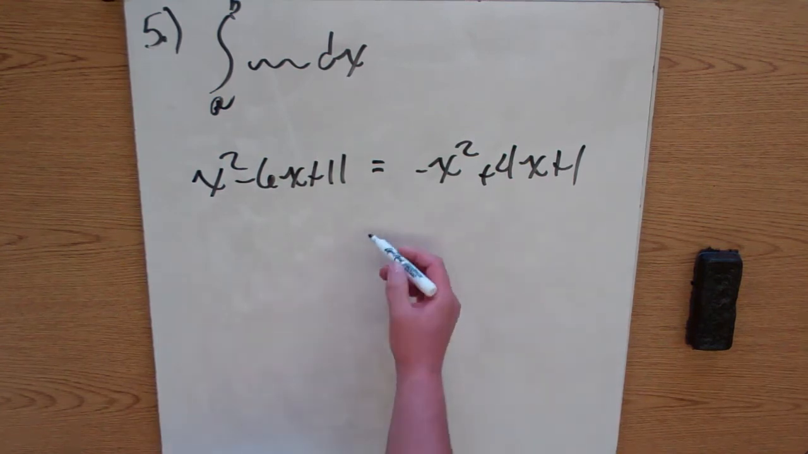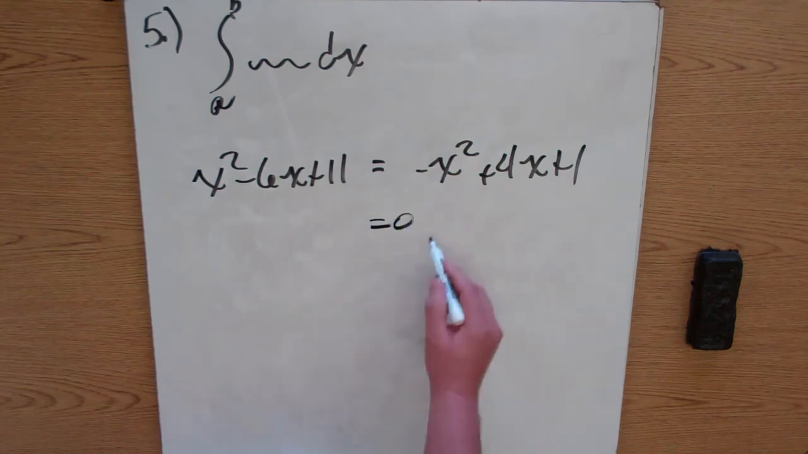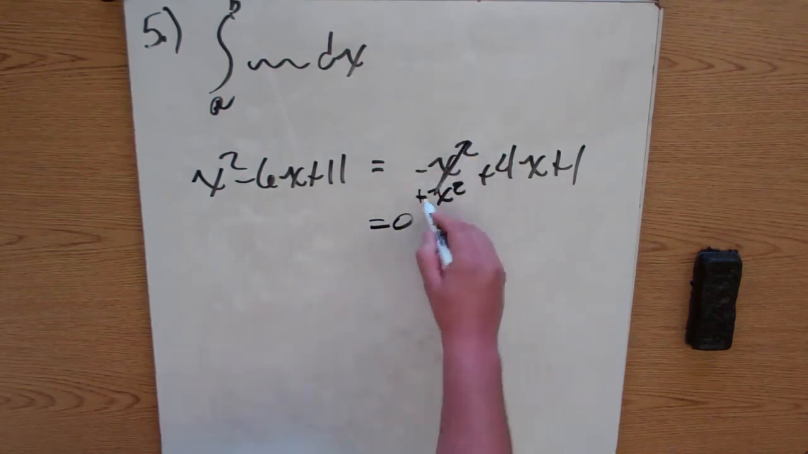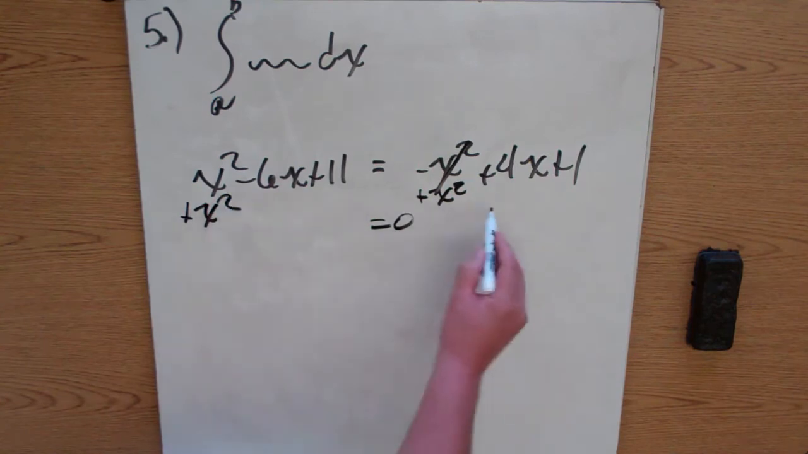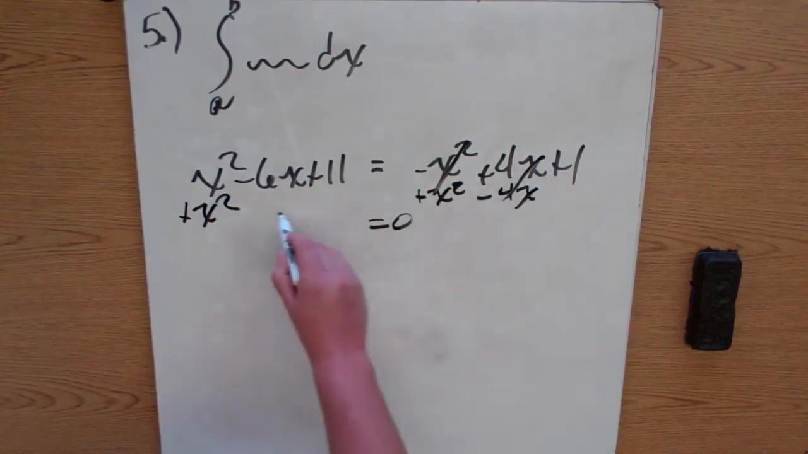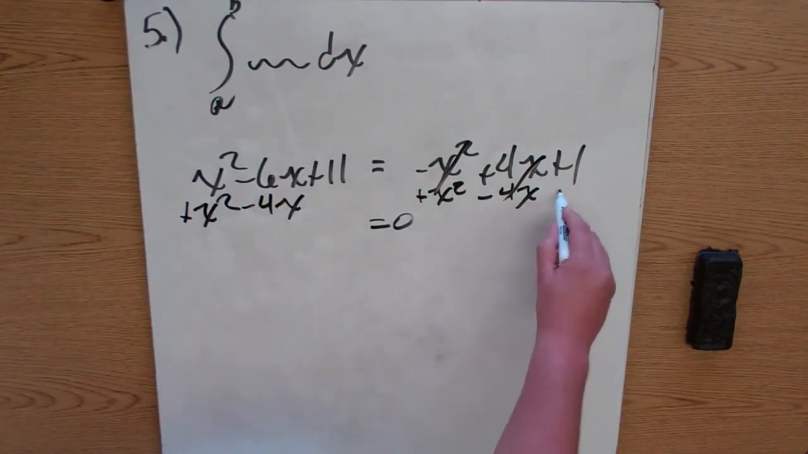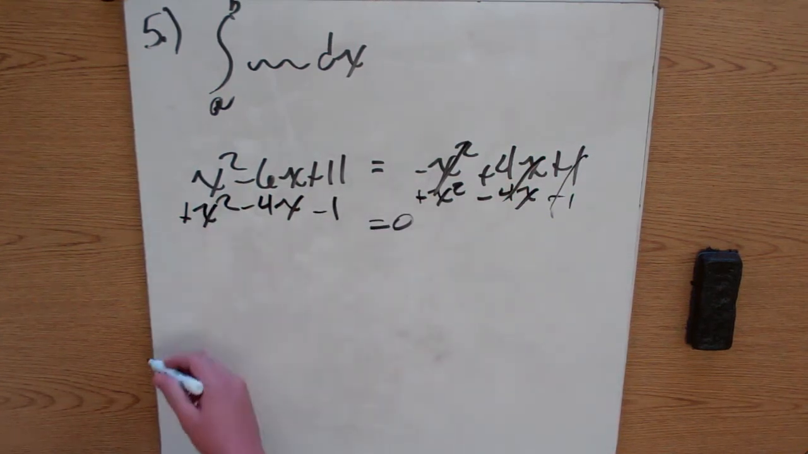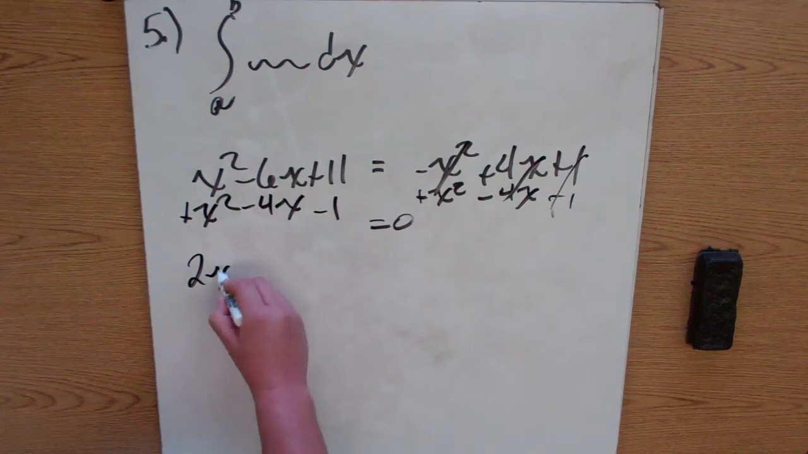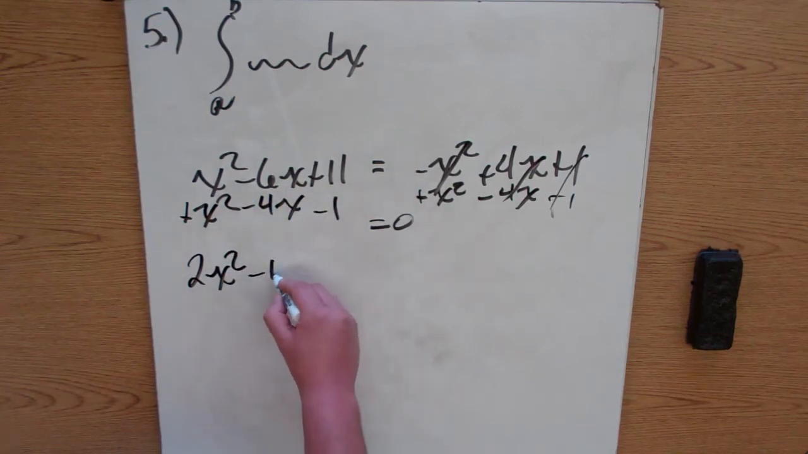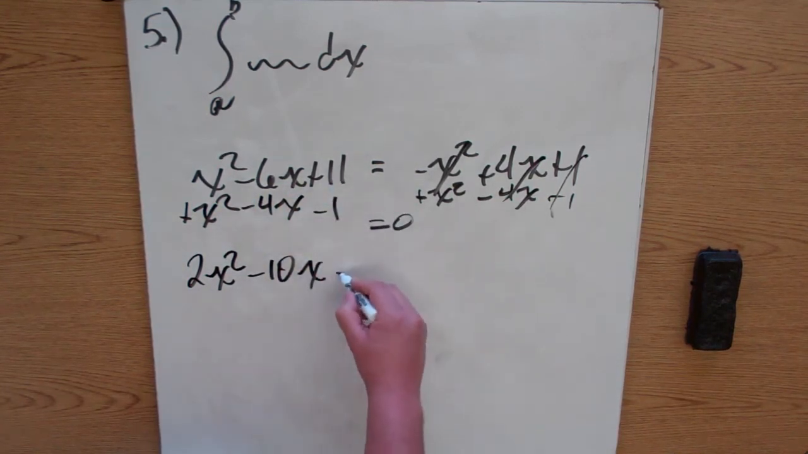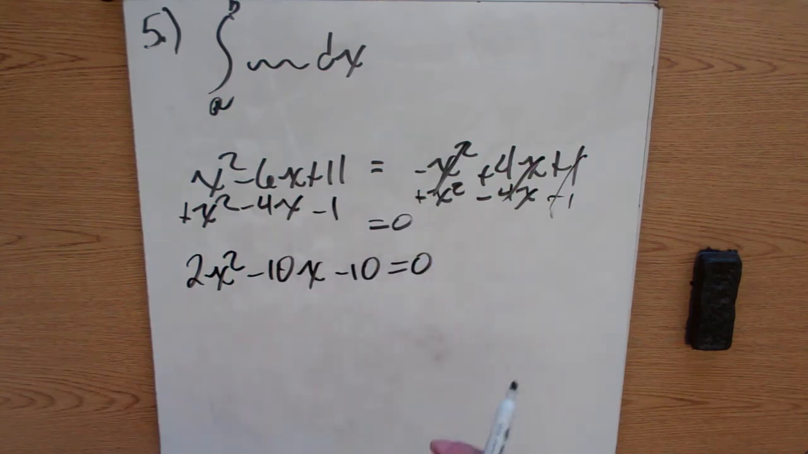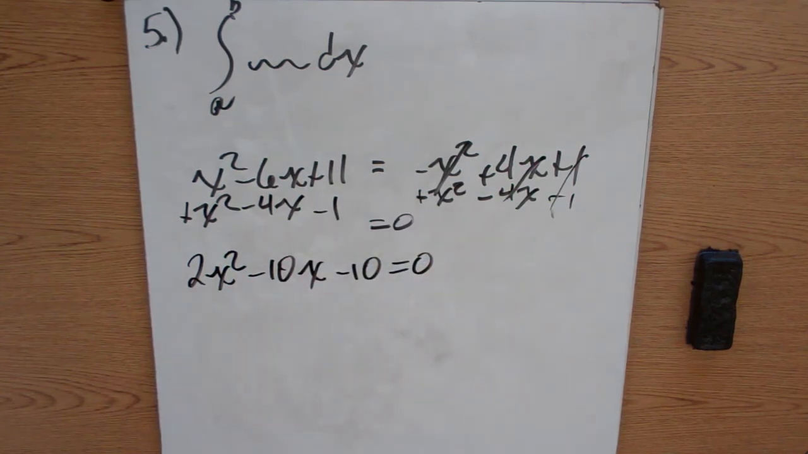All right? So we're going to make this equal 0. So I'm going to add x squared, subtract the 4x, and subtract the 1. Well, x squared plus x squared, 2x squared. Negative 6x minus 4x, negative 10x, minus 10 equals 0. All right? So now, you just simply solve this out.